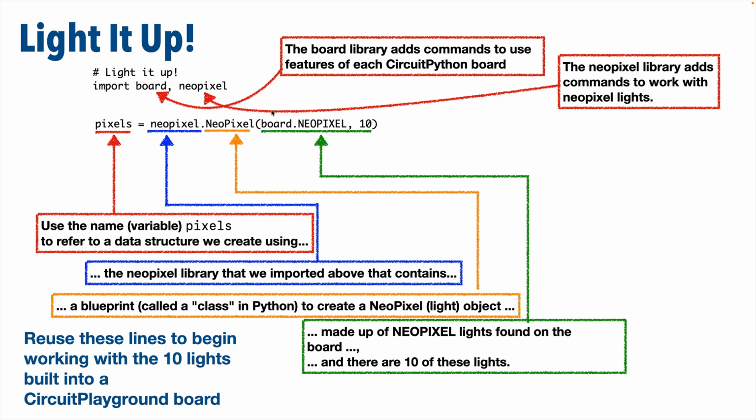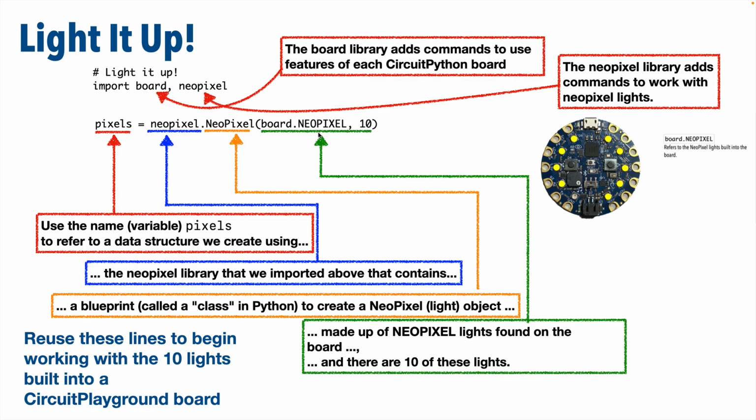board. The command board says go into the board extension of the CircuitPython language that we've imported here. And behind the scenes, board.NEOPIXEL on a Circuit Playground refers to the lights built into the board. Not all boards have built-in NeoPixel lights. Circuit Playground boards do. Then we add a comma. This is where we state how many lights we have. For us, that's 10. So we've got this thing called pixels. It refers to all 10 lights on our board.